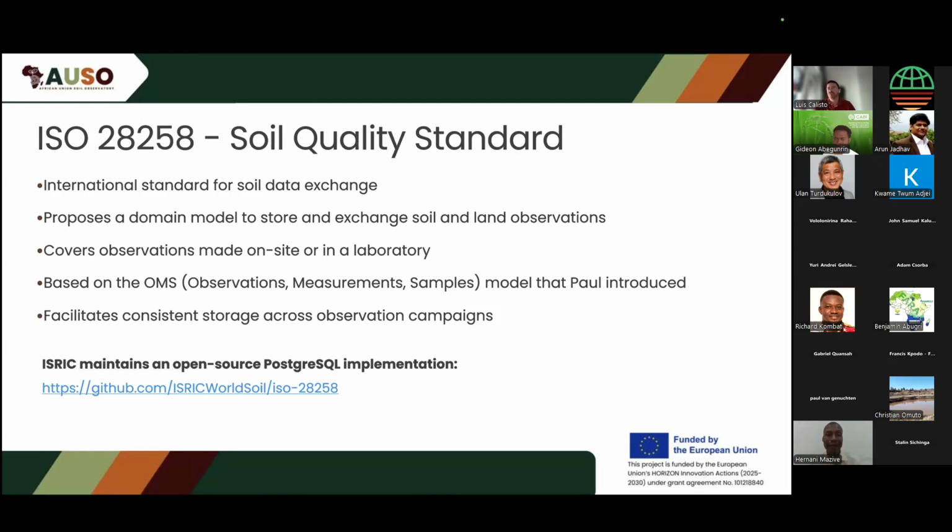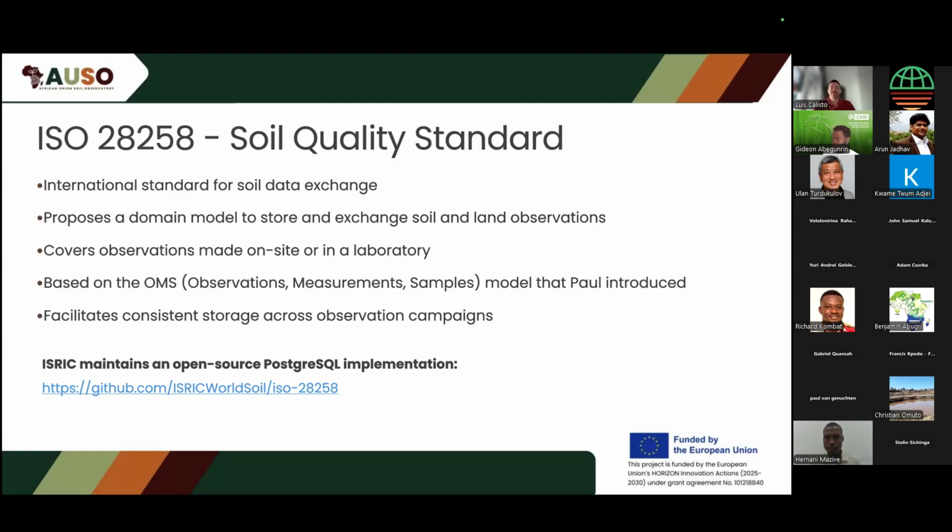ISO 28258 is one of these standards, like I said before, and like Paul said, it's not the only one, but at ISRIC we make use of it. We use it as well on Soils for Africa and many other projects. It's an international, worldwide standard for soil data exchange. Basically, this proposes a domain model to store and exchange soil and land observations. And then we'll see what an observation is.